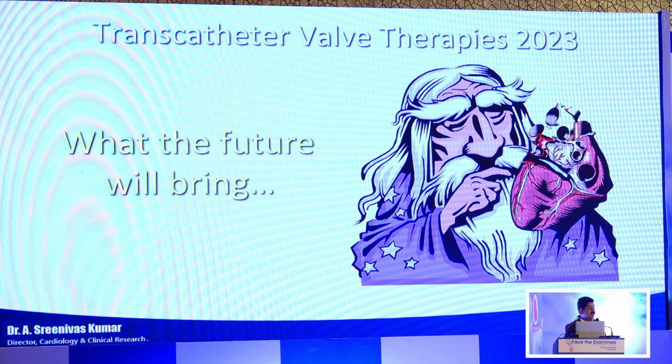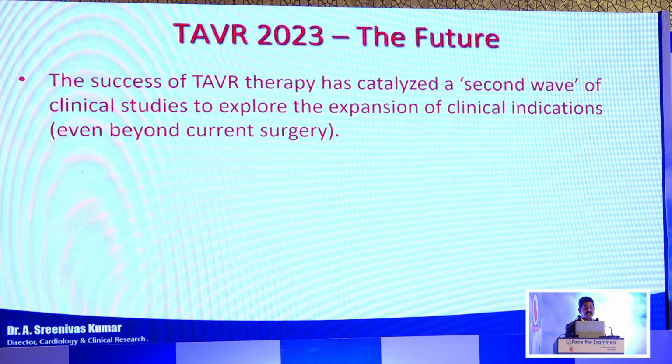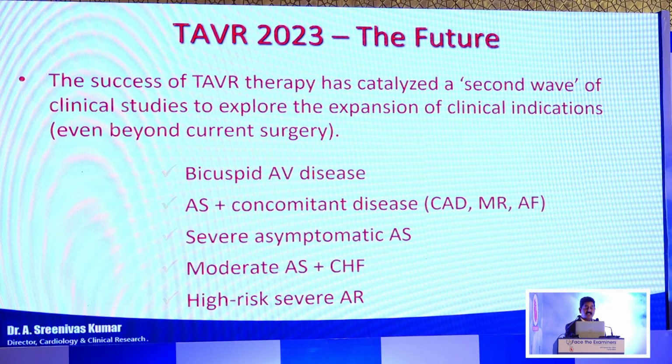So what are they bringing in the future? Probably the future is with the success of TAVR therapy. Bicuspid we have already addressed, but we would address associated concomitant diseases. We are also going to the extent of tackling even asymptomatic AS, moderate AS with heart failure, and high-risk severe AR also. We have data coming up with percutaneous valve therapies. Cardiologists are smart. Once we get into it, we keep on searching for newer avenues.